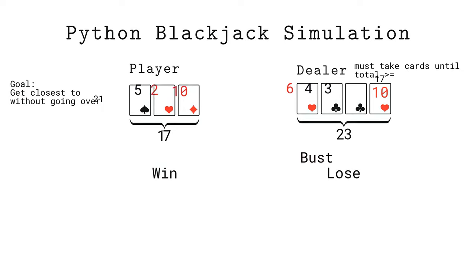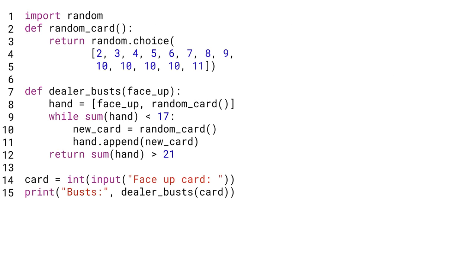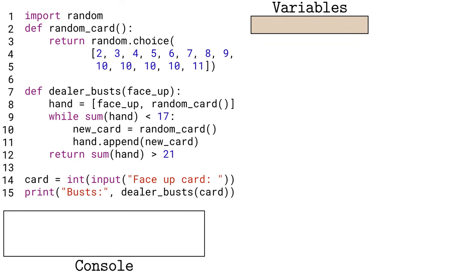Let's visualize code, which implements the dealer's algorithm using functions, while loops, and lists, and later we will implement simulations using for range loops. As we visualize this code, the variables will be seen to the right of the code, and the input-output will be in the console beneath the code.